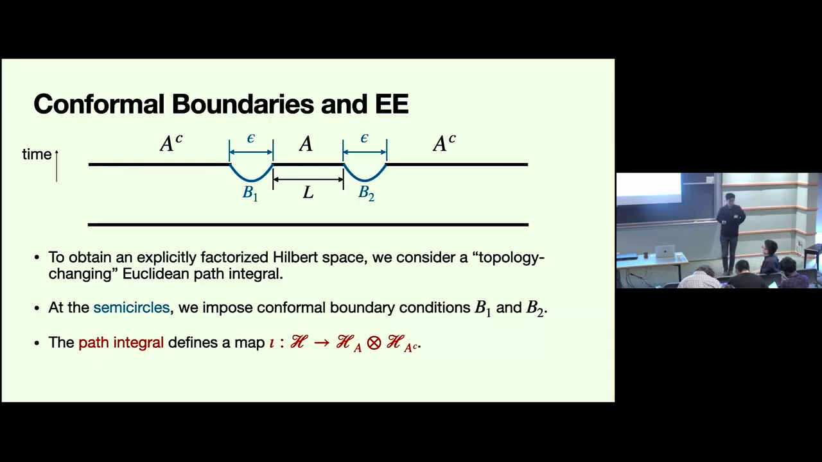Now, the result of this Euclidean path integral is a linear map between two Hilbert spaces, where you start from the Hilbert space H on the infinite line, and you map to this explicitly factorized Hilbert space. The Hilbert space is factorized now because the space is disconnected. I'm going to call this map iota.